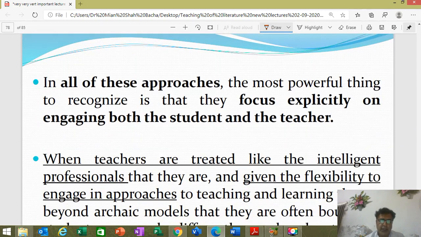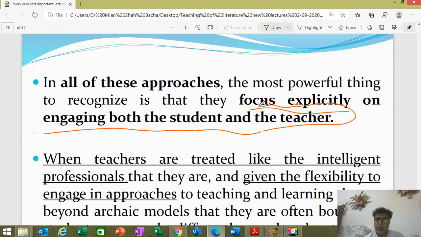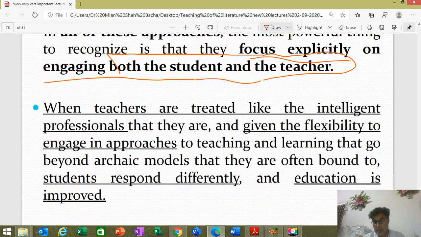All right. In all these approaches, the most powerful thing, remember, is to recognize that they focus explicitly on engaging both the student and teacher. Look, teacher and students, they both have a very important role to play. You cannot separate one from the other. When teachers are treated like intelligent professionals and given the flexibility to engage in approaches to teaching and learning that go beyond the archaic model, students often respond differently and education is improved.